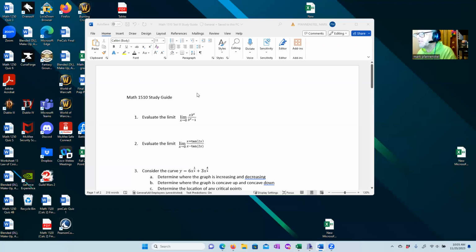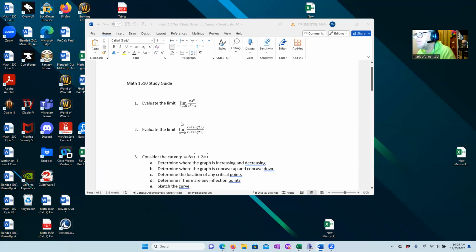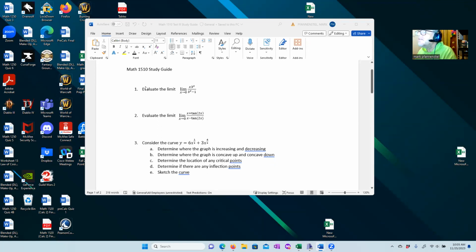So we're going to talk about the test prep for test 3 here, and we'll see how far we can get with this. So first couple of questions, L'Hopital's rule. We have limit as x goes to 0 of x times 3 to the x divided by 3 to the x minus 1. And then the second one, x plus tangent 2x divided by x minus tangent of 2x. And we'll just get started with working on these.